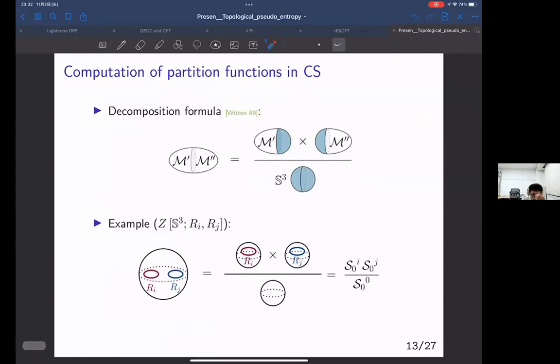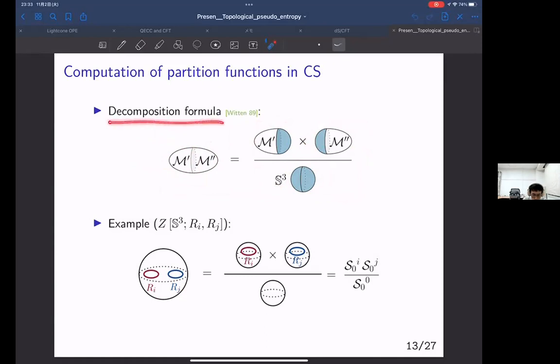But sometimes you have more than one Wilson loop. To calculate the partition function of this type, you can use a decomposition formula. Namely, this formula says that if you have some three manifold, first you cut it into two pieces. Then you have some boundary in the middle, but you should cover this boundary by a hemisphere like this. And then such a relation holds. More precisely, I should write Z here. This is a relation between the partition functions.